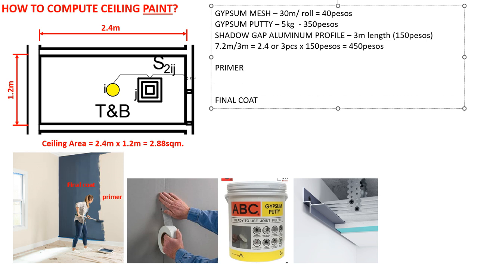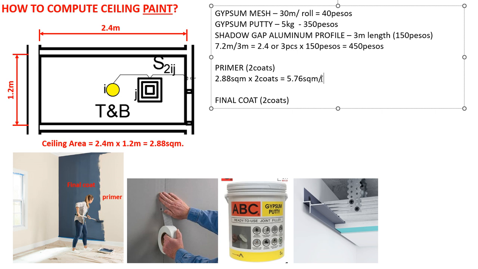Now let's go to the main topic, the primer. For the primer, we recommend applying 2 coats for the surfaces because it enhances the color more than 1 coat only. So for the primer, we just have to multiply the area with 2 coats. So we'll get 5.76 square meters. Then divide it by the coverage.